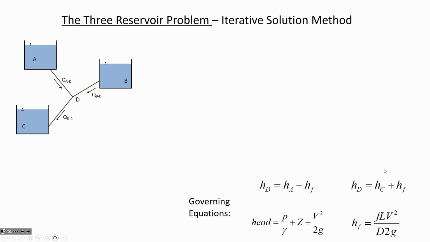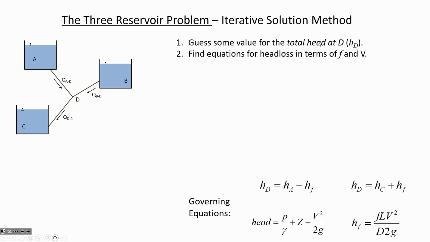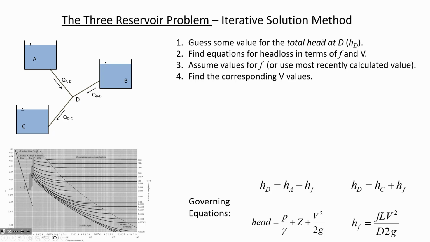These are the equations that will apply in this process, and we'll start with a guess of how much head there is at D. And we'll find the amount of head loss in terms of what the velocity is and the F values. We'll have to start with some simplified guess for F in the first iteration, but in subsequent iterations we'll calculate it based on the full Jain equation. And then we'll recalculate what the velocity would be based on the F values.